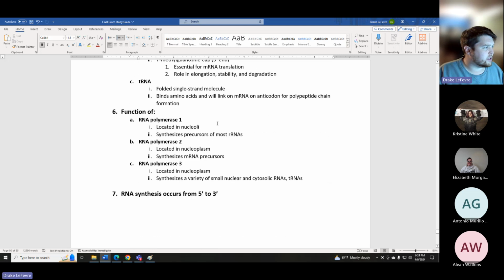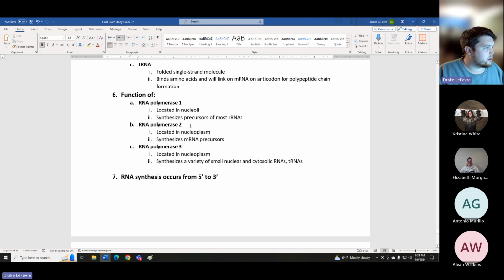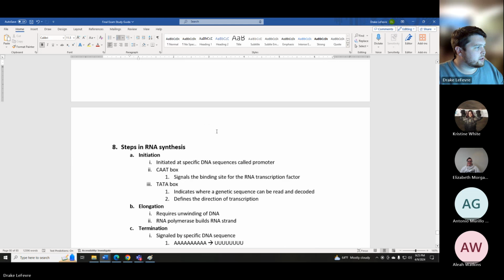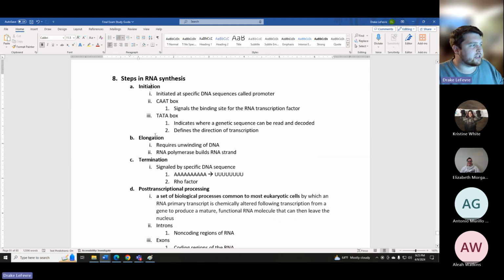Transcription and translation. The big one you want to remember is RNA polymerase 2, that it synthesizes the mRNA precursors. He likes that question. The different steps, just know the definitions, roughly what's happening in each of these.